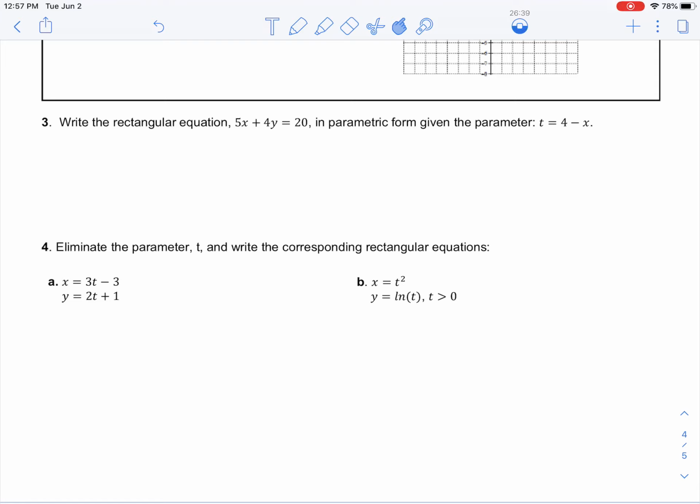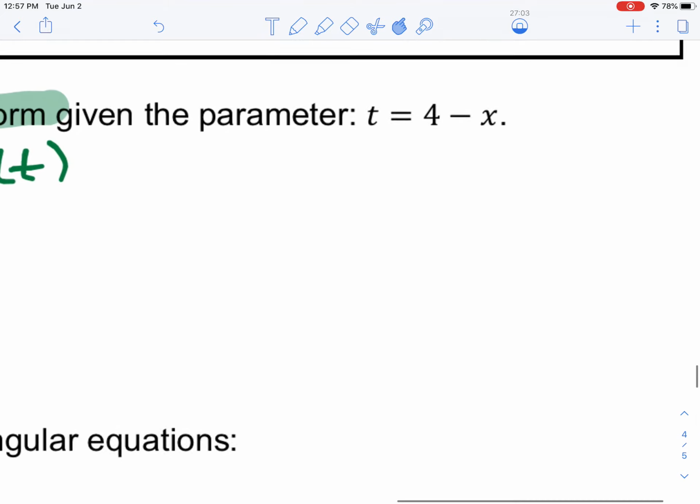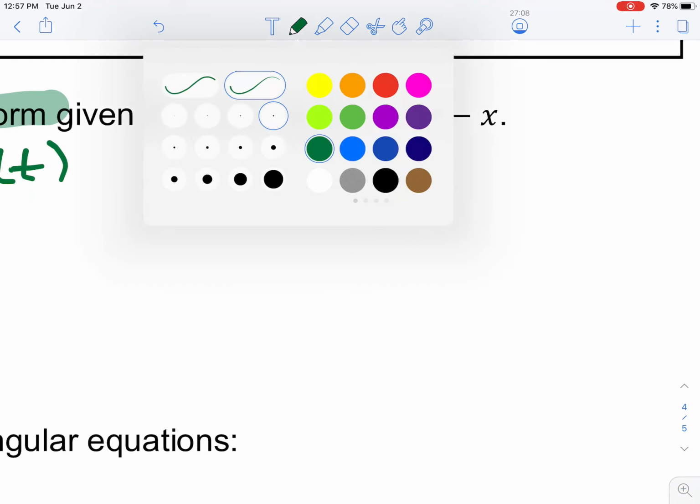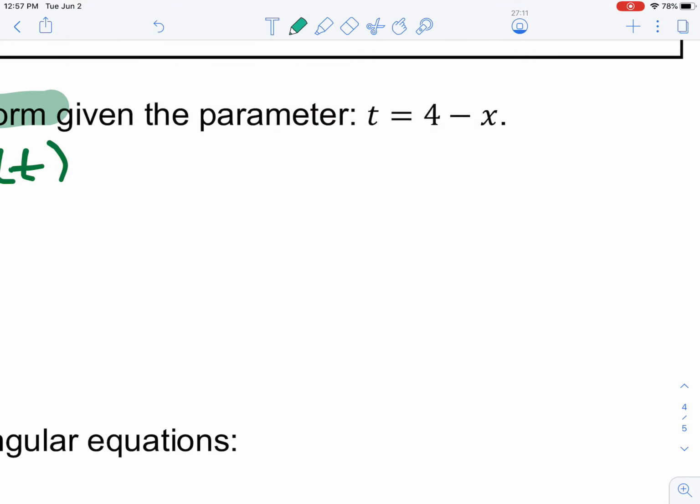So what we want to do is come up with two equations, right? When we're looking at parametric form, what that means is we're looking for some expression x of t and y of t, okay? So to start, we're given the fact that the parameter is t equals 4 minus x. Now, it's kind of quick to come up with x of t to get x by itself, right?